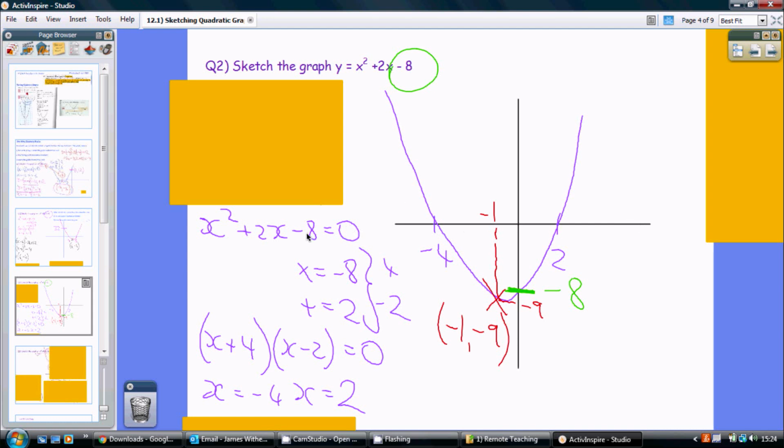So what magic numbers multiply to be minus 8 but add to be plus 2? That's 4 and minus 2. So they are the numbers in our factorised brackets. So our solutions, our roots, are minus 4 and plus 2.